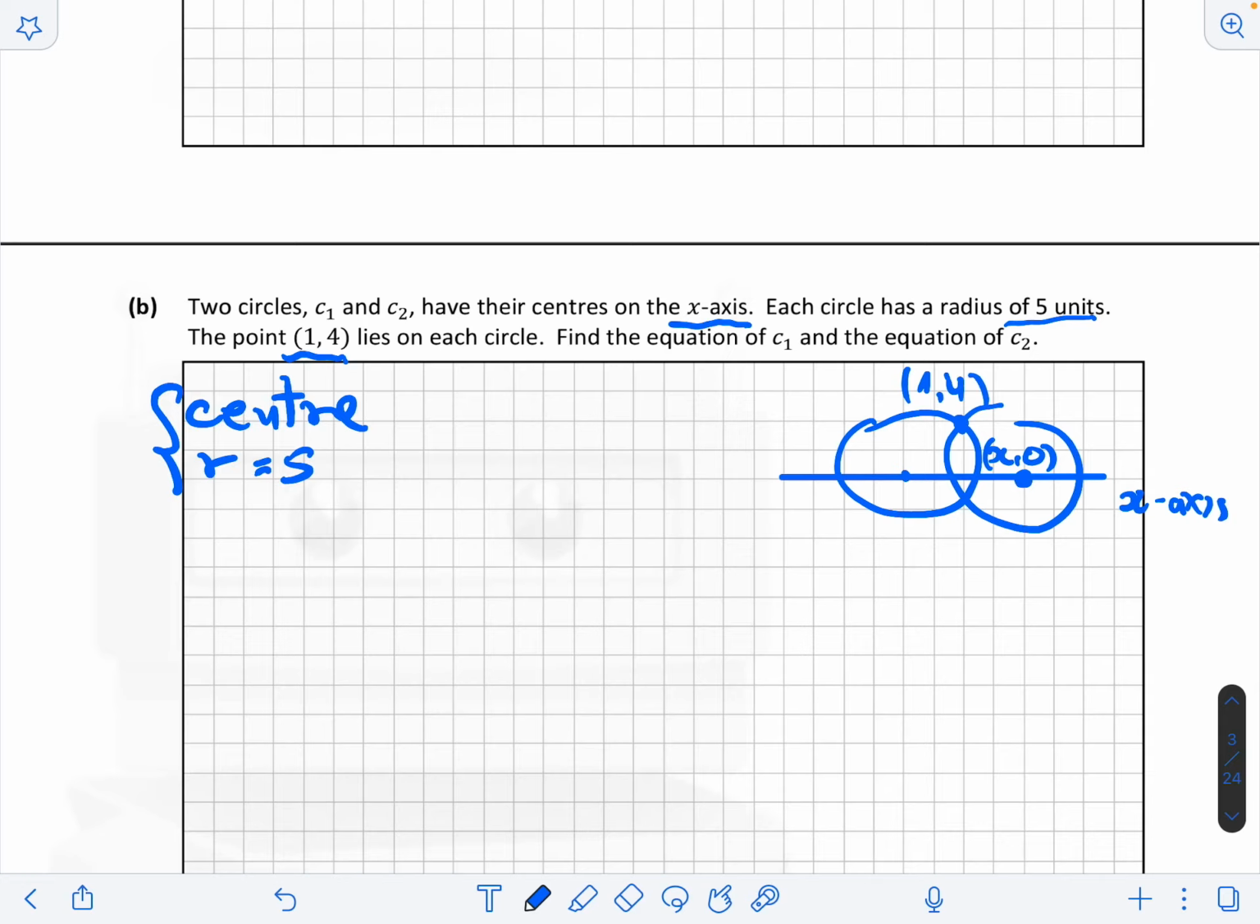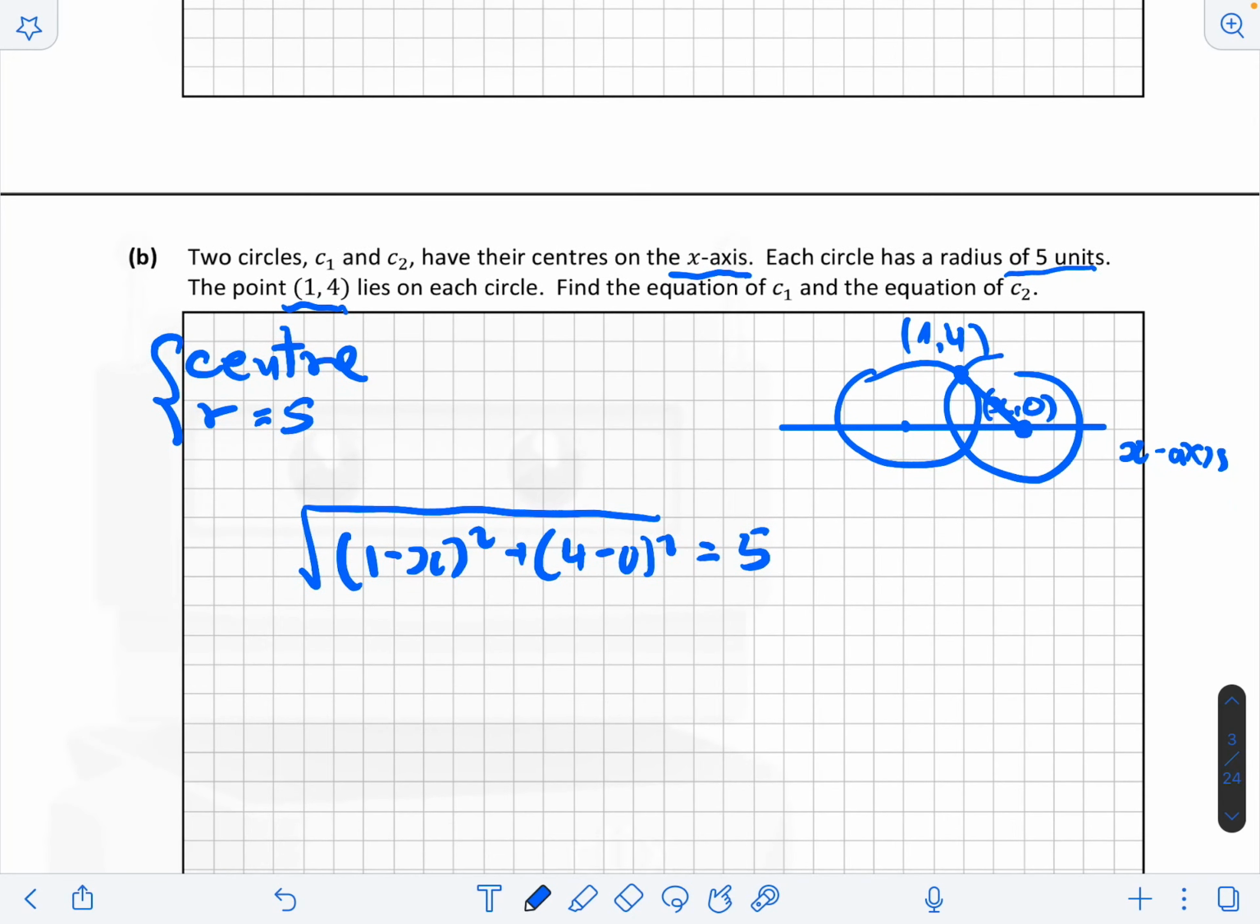In order to find x, I need to create an equation, something that I can solve. An equation means something equals something. I remember that my radius is 5. That means the distance between this point and that point is 5, so I can use the distance formula: the square root of (1 minus x) squared plus (4 minus 0) squared equals the radius, which is 5. Every point on the circle is at a distance of the radius from the center, so I can do that.